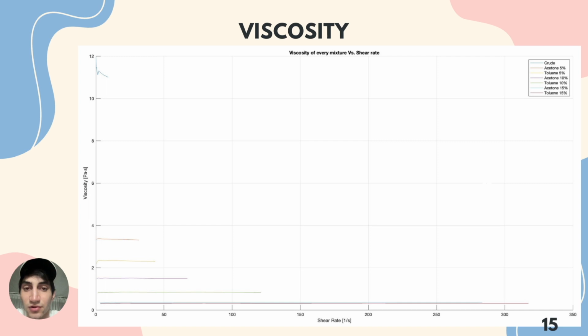The most important viscosity graph is the one that shows the comparison of every mixture plotted against the shear rate. We can see that they have a slope of almost 0, and we can see also that the viscosity of the crude oil is very high compared to the mixtures with solvents.